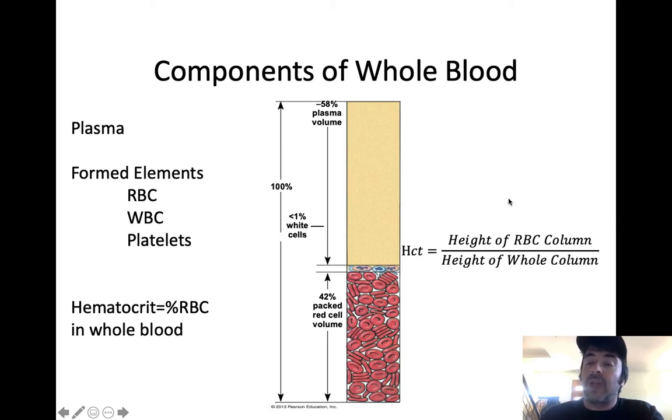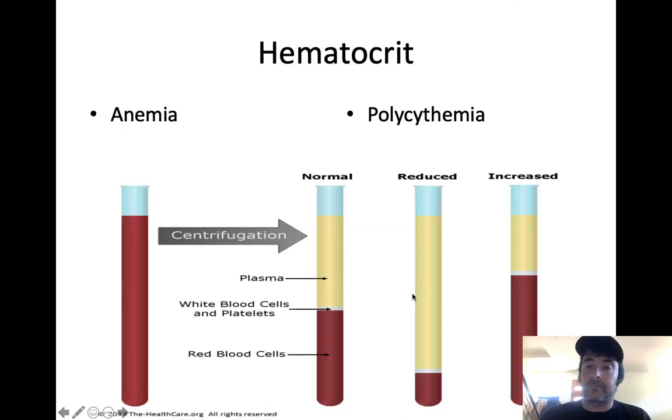The millimeters cancel, so 42 millimeters divided by 100 millimeters. Millimeters cancel, 42 divided by 100 is 0.42. 0.42 as a decimal is 42%, or you could multiply it by 100 in order to convert the decimal to a percentage. The percentage of whole blood that's just red blood cells is referred to as a hematocrit. So the percent of whole blood that's just red blood cells is referred to as a hematocrit.